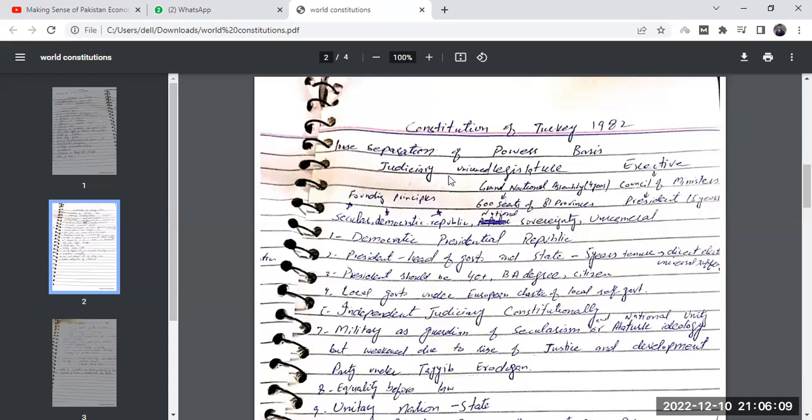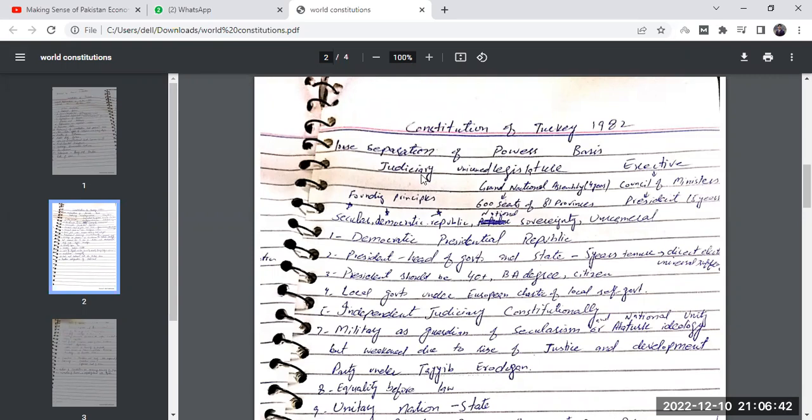We will first start from the legislature. There is a unicameral legislature. Unicameral means only one house, which is called the Grand National Assembly, and its tenure is 4 years. It has 600 seats from 81 provinces. The executive is headed by the president, and the tenure of the president is 5 years. The president appoints ministers, which is called the council of ministers. You can say the cabinet is called the council of ministers.